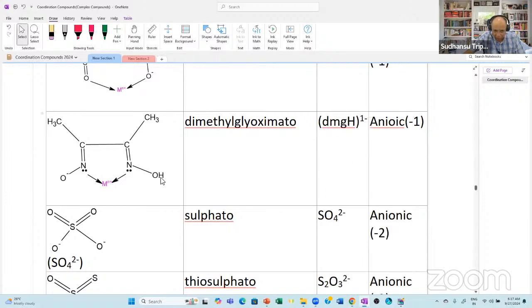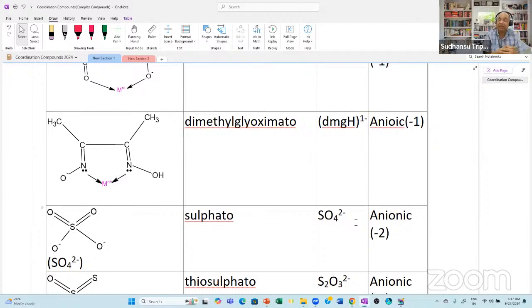If you take all the protons out, then it will be DMG 2 minus. But usually we write DMGH 1 minus. Sometimes H is not written, yet they take -1 as the charge. Be careful. DMG is taken as -1 charge. It should be written DMGH because only one proton is lost from the dioxime.